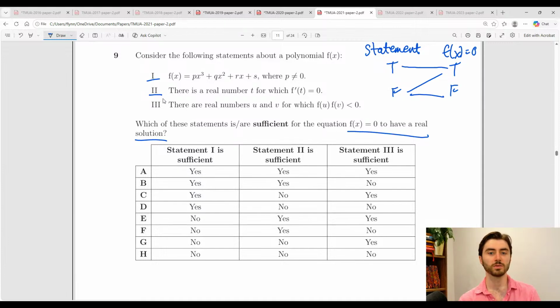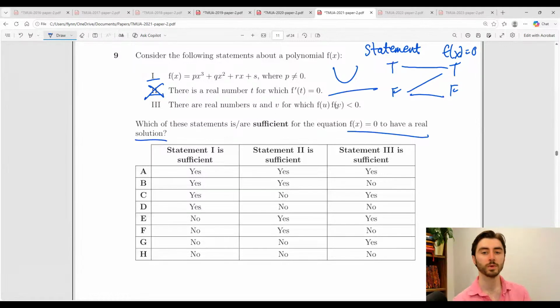Okay, so there's a real number t for which the turning point is 0. I can have that be true and not have a real solution. For instance, a quadratic with a turning point above the x-axis would not have a real solution to f of x equals 0. So 2 does not have to be true. I can get from the statement being true to the equation being false.